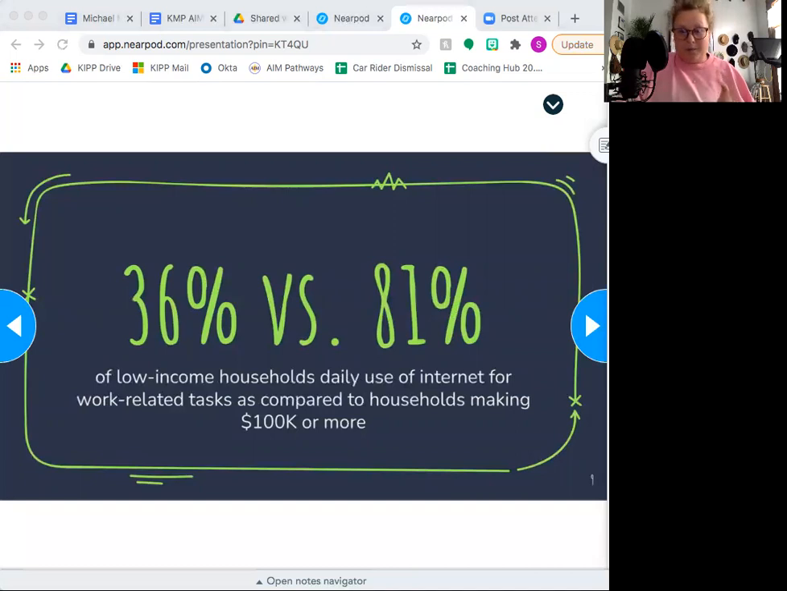Access is also just one piece of the problem. With lack of access also comes lack of fluency with technology, and the rate in which internet is used at work and in everyday lives varies by income. 81% of workers in households that make $100,000 spend at least some of their day using the internet for work related tasks. But that number drops to 36% among workers living in lower income households.